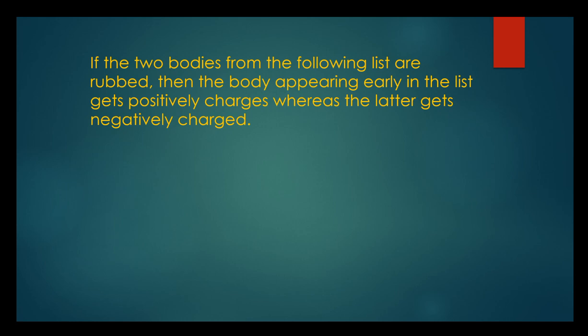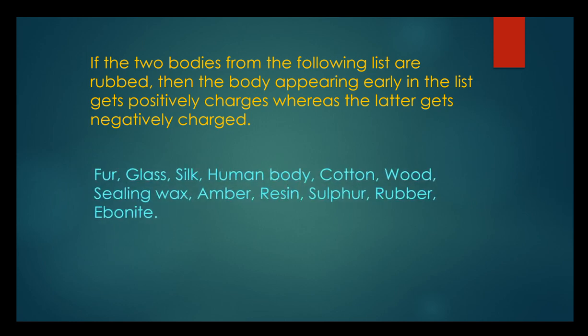Next point is, how do we know that a body rubbed against another body will acquire negative charge or positive charge? If two bodies from the following list are rubbed, then the body appearing earlier in the list gets positively charged, whereas the later gets negatively charged. And the list is: fur, glass, silk, human body, cotton, wood, sealing wax, amber, resin, sulfur, rubber and ebonite. The one occurring earlier will get positively charged and the latter will get negatively charged.